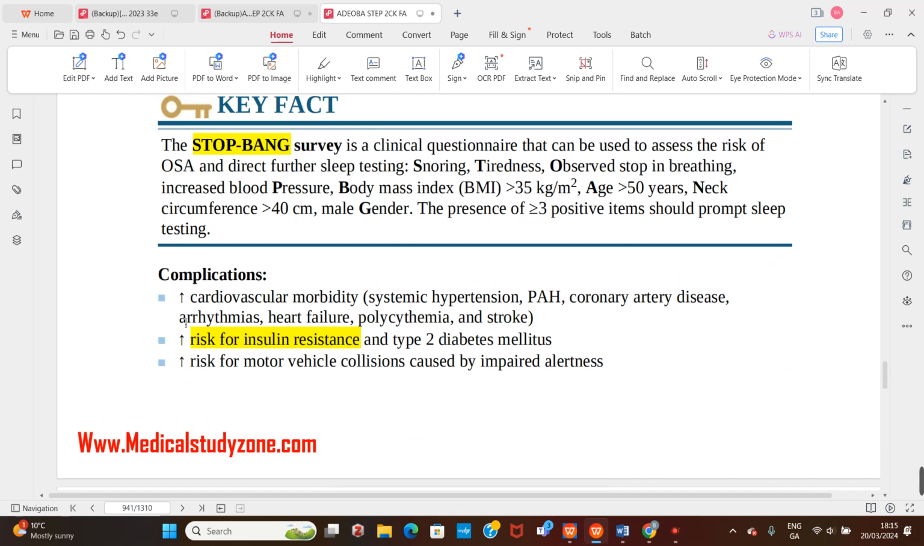So what are the complications? Cardiovascular morbidity and mortality. They can have systemic hypertension because the hypoxemia that they experience is going to trigger increased sympathetic activity. So there's systemic hypertension. There's pulmonary hypoxic vasoconstriction, which can cause pulmonary arterial hypertension. The elevated blood pressure too can be a risk factor for coronary arterial disease, can be a risk factor for stroke. The hypoxia is a risk factor for polycythemia due to release of erythropoietin.